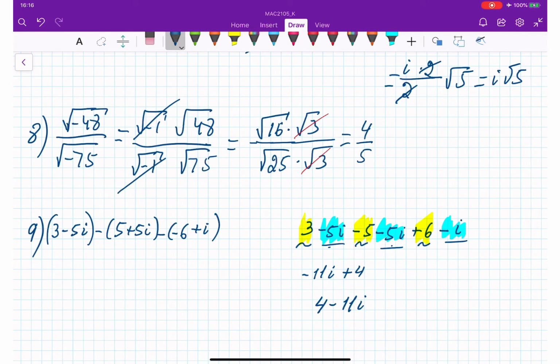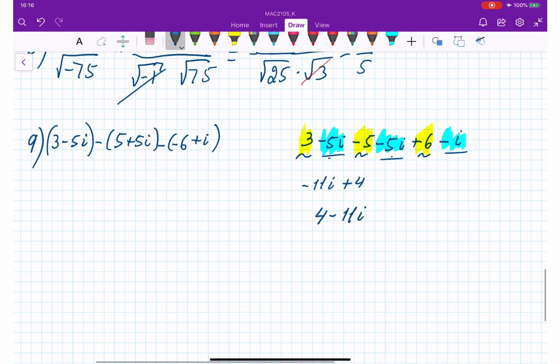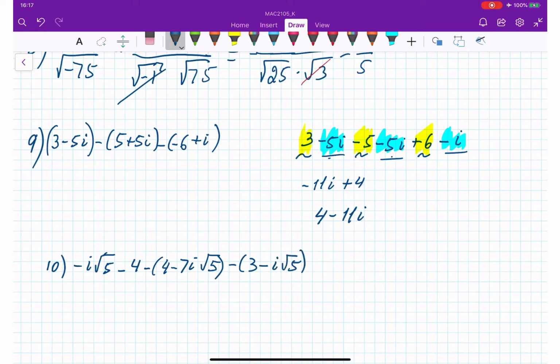All right. Next question, number 10. So we have negative i square root of 5 minus 4, minus 7i square root of 5, minus 3 plus negative i square root of 5. Okay, so let's see how much we're going to get.